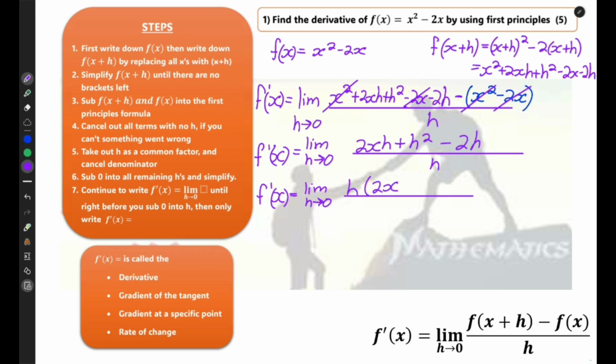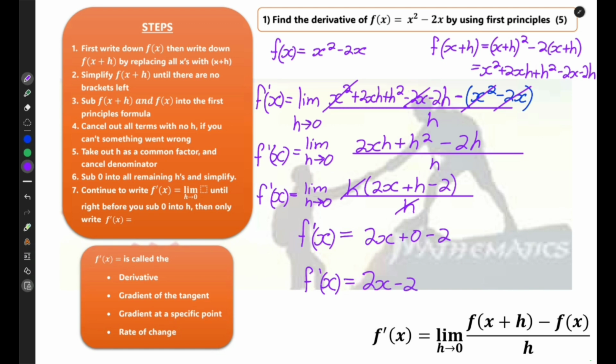So at the top, I have left 2x plus h minus 2. And at the bottom, there's an h. Now, finally, I can cancel out this h. And in the next step, I can now sub in 0 into the place of h. When this happens, I do not need to write the lim anymore. So I can just write derivative of f is now equal to 2x plus 0 minus 2. And therefore, my final answer, the derivative of this, is just equal to 2x minus 2.